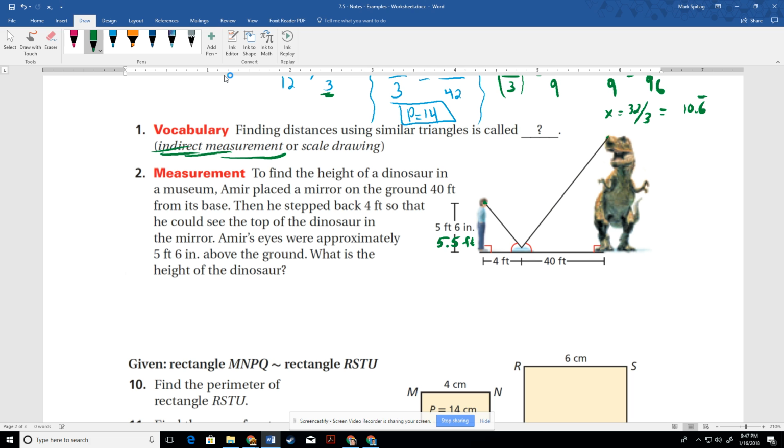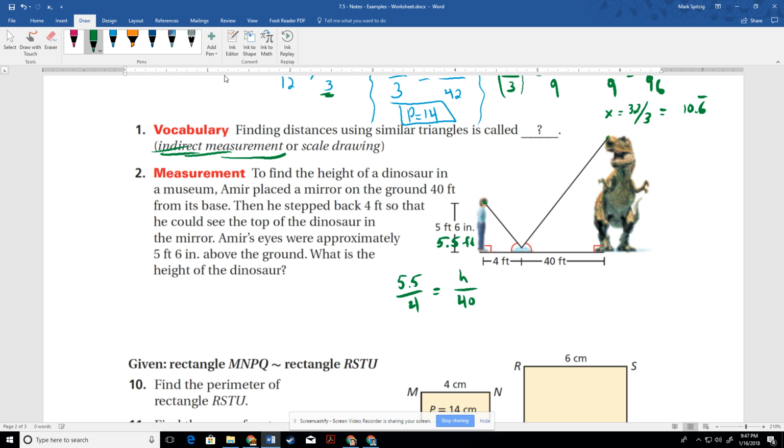All right, so then what I can say is, well, 5.5 over 4 is going to be, so the person is 4 feet away, the height of the Tyrannosaurus, or the dinosaur, is going to be 40. So we can cross multiply 5.5 times 40, and then divide by 4. Oops, did not do that right.